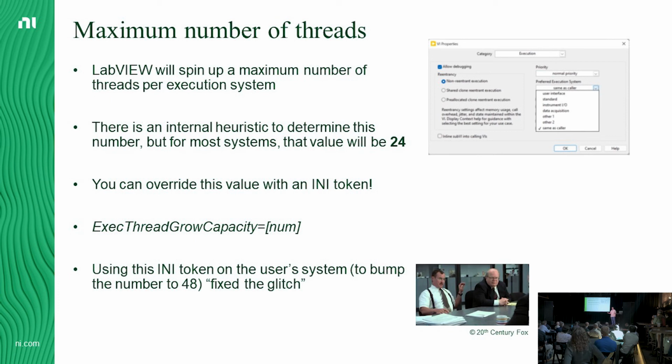The ludicrous thing about all of this is that there is an INI token you can use to bump that value to whatever you want. That INI token is ExecThreadGrowCapacity. By default, that value is 24, so that's the max number of threads you can have in an execution system. With that INI token, change it to whatever you want. In the case of the LabVIEW user I was helping, he used that INI token and bumped the value up to 48. I don't know, we just doubled the number. And it totally fixed the problem. His actors all started working great, no delays between the messages, all because of that ridiculous INI token we had to add to LabVIEW.